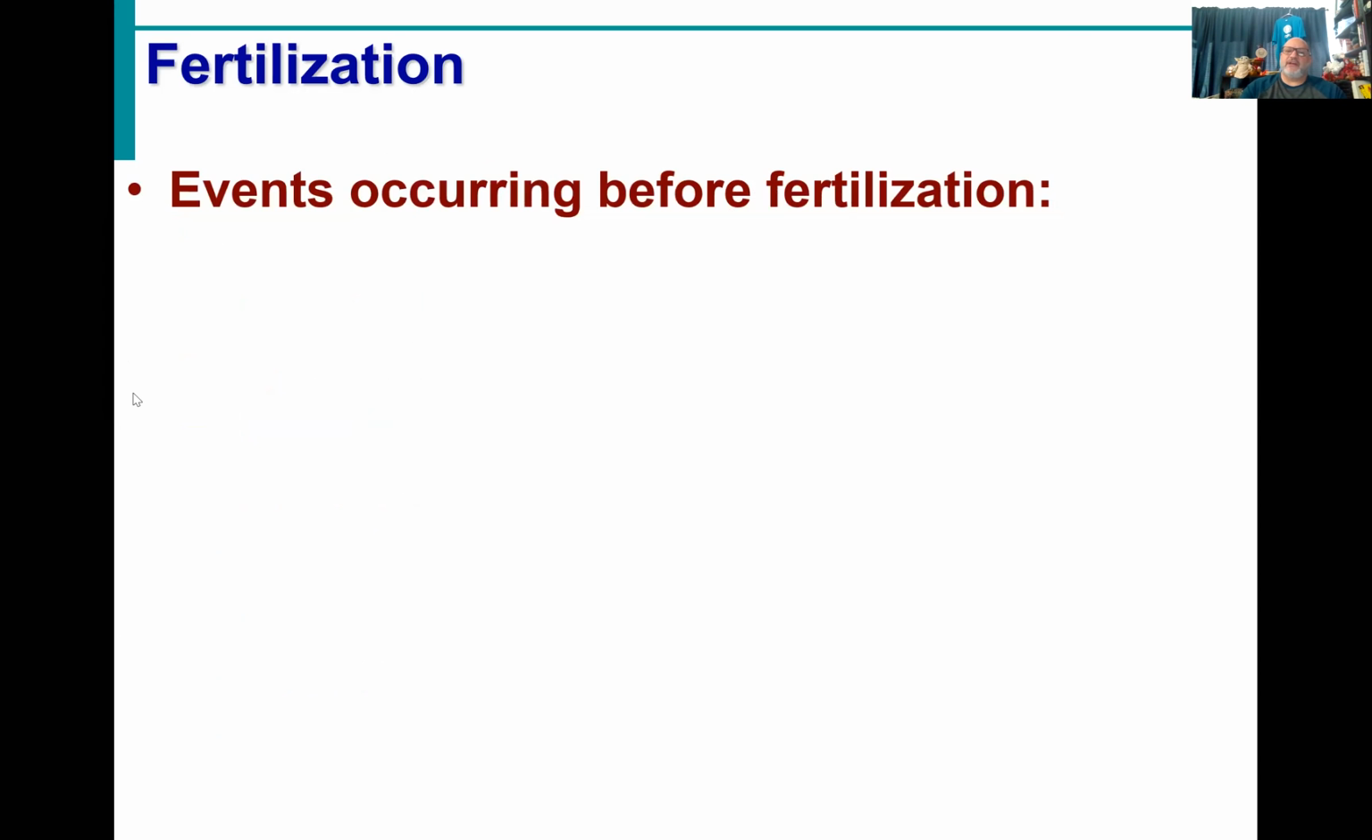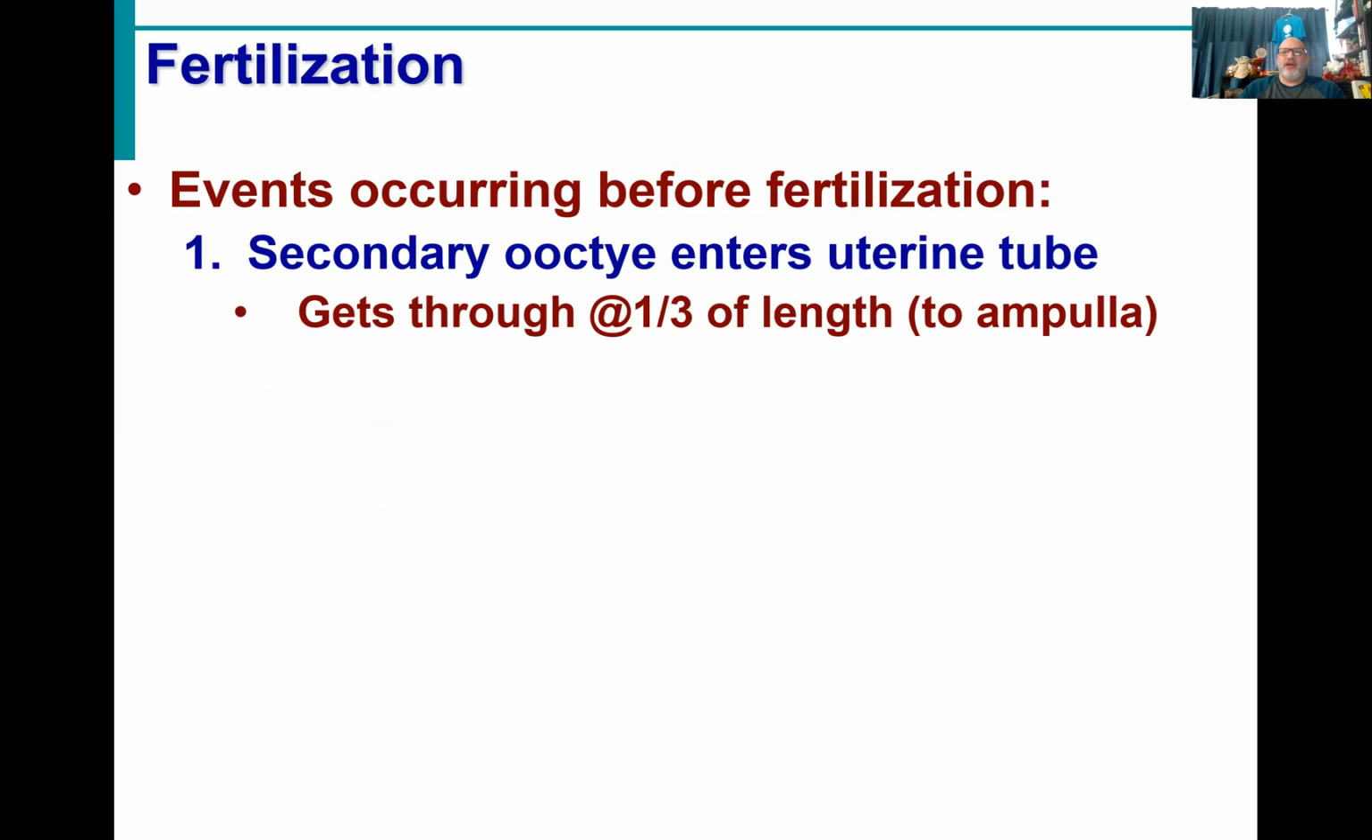All right, so again, let's talk about what has to happen before fertilization. Obviously, we have to first have ovulation. That secondary oocyte, frozen in metaphase 2, has to be released from the ovary, and hopefully gets into the uterine tube. Again, as we talked about, not all of them make it that way.